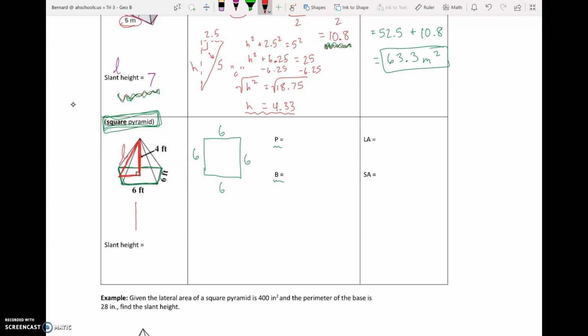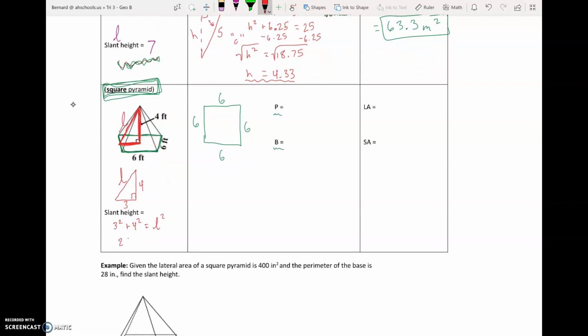Now, we've got kind of a triangle there. The slanted side is our L. The straight up and down is 4. And then this bottom part right here is like half of one of the sides of the square. So if a side of the square is 6, then this half is 3. And so we can get our slant height by doing 3 squared plus 4 squared equals L squared. 3 squared plus 4 squared is 25. So then we can get our slant height by taking the square root. And so that means that 5 is our slant height. All right, so obviously we'll use that in a second.